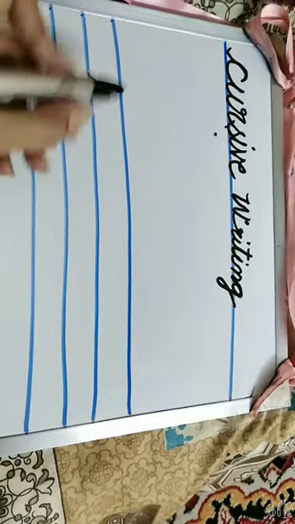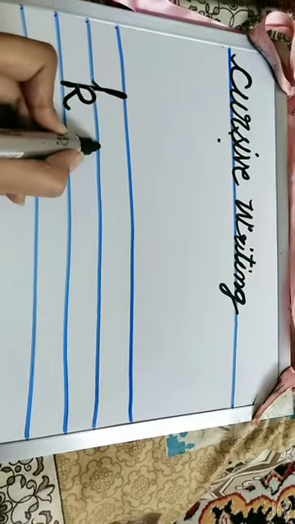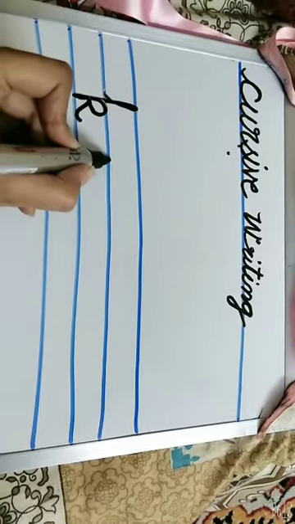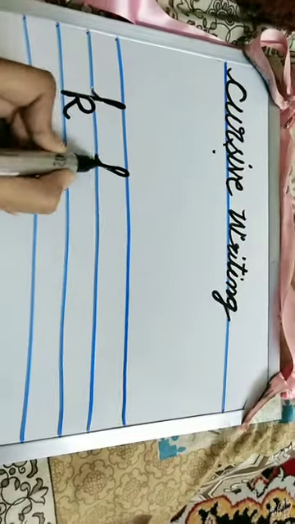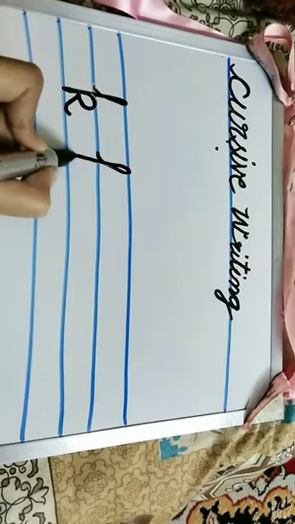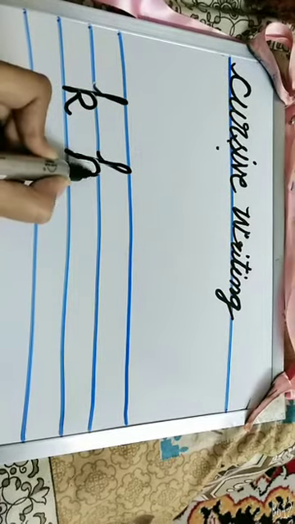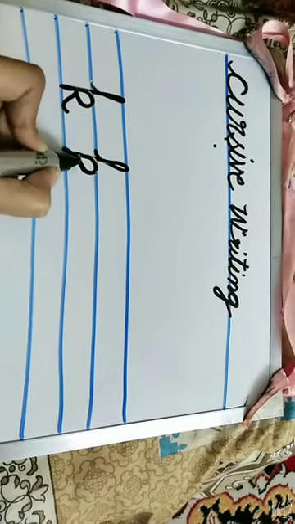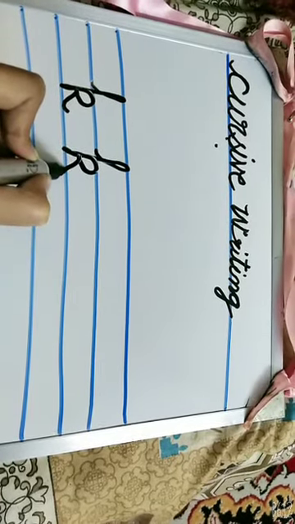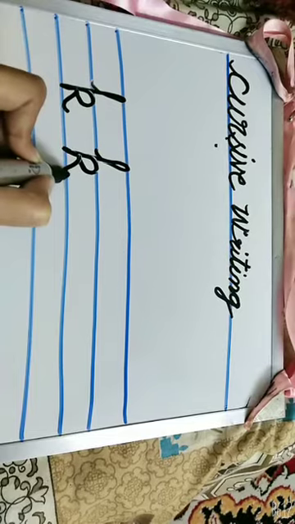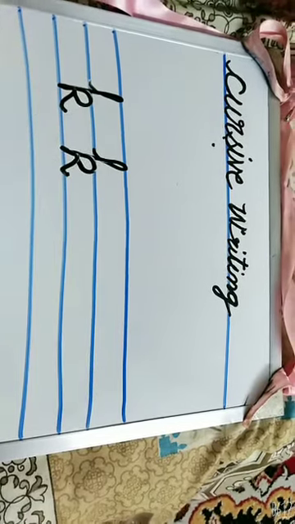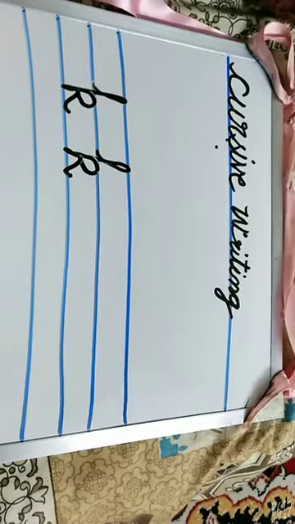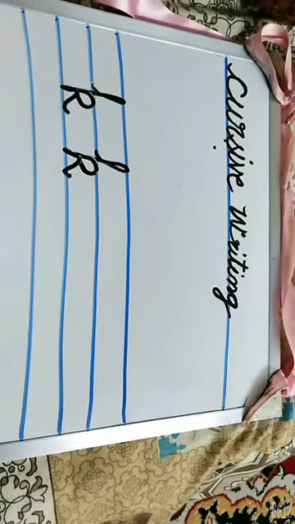Once again I'm writing here. Put your marker on second line. Start moving your marker diagonally upward. Then come down on third line. Come back on second line. Make curve here. Move your marker downward diagonally. Touch the third line. Now start moving your marker upward. Now pick up your marker. Here is lowercase character K.